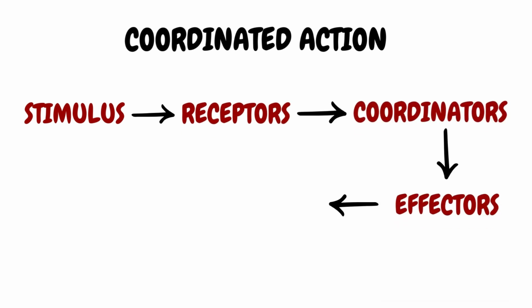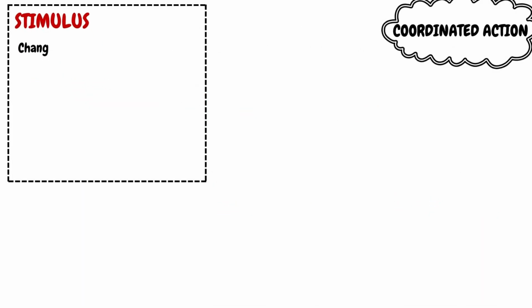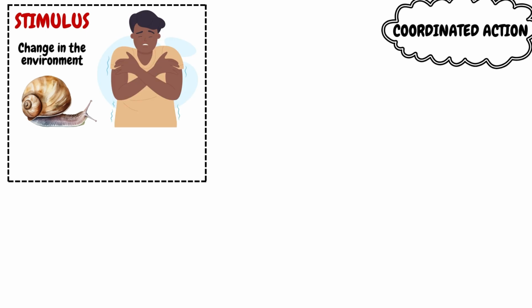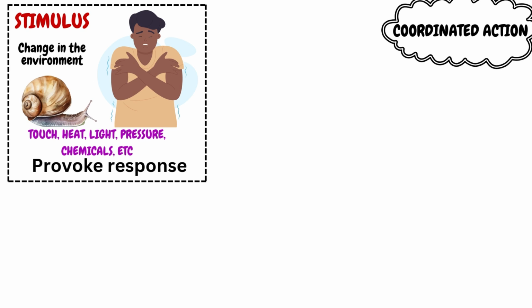coordinators, effectors, and response. A stimulus is any change in the environment, whether it's external, like the touch of a snail's shell, or internal, like the feeling of cold when the temperature drops. So the stimulus could also be touch, heat, light, pressure, chemicals, etc. These stimuli are the starting points that provoke a response in an organism.